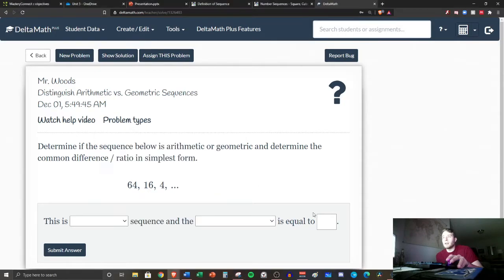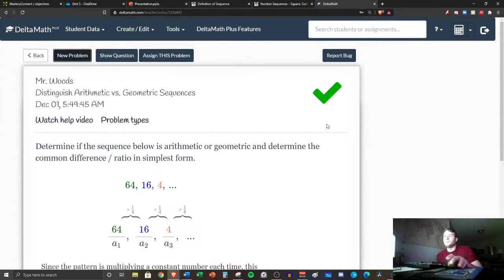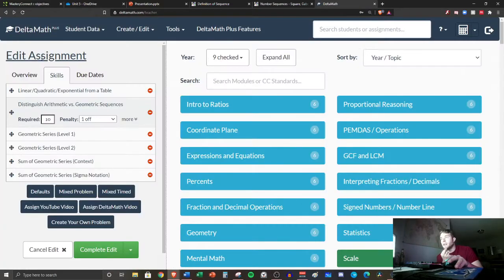And that's how you want to submit your answer into Delta Math. So we do this, it's geometric, the common ratio is 1 divided by 4. And that's going to get us the right answer. So this should be a pretty soft start to what we're getting into here.